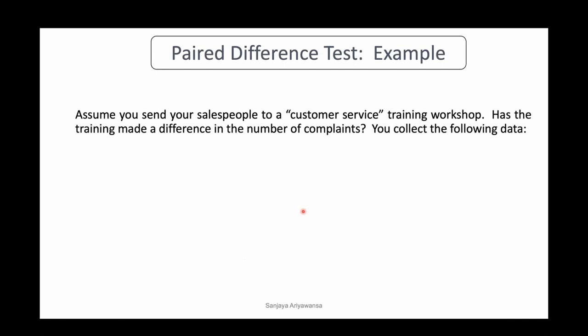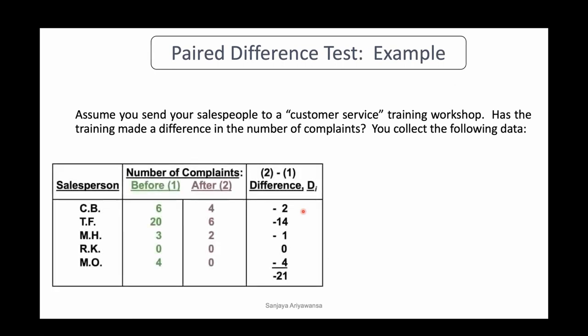The question asks, has the training made a difference in the number of complaints? You collect the following data. So you have your different salespeople, and you have your number of complaints before the training and after the training.